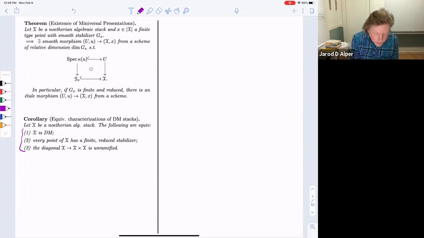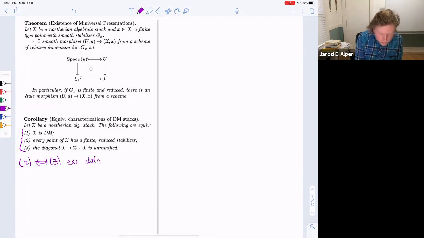Two is that every point has a finite and reduced stabilizer group. And three is that the diagonal is unramified. And the equivalence between two and three is formal. This is essentially the definition of unramified, or one of the equivalent definitions of unramified.